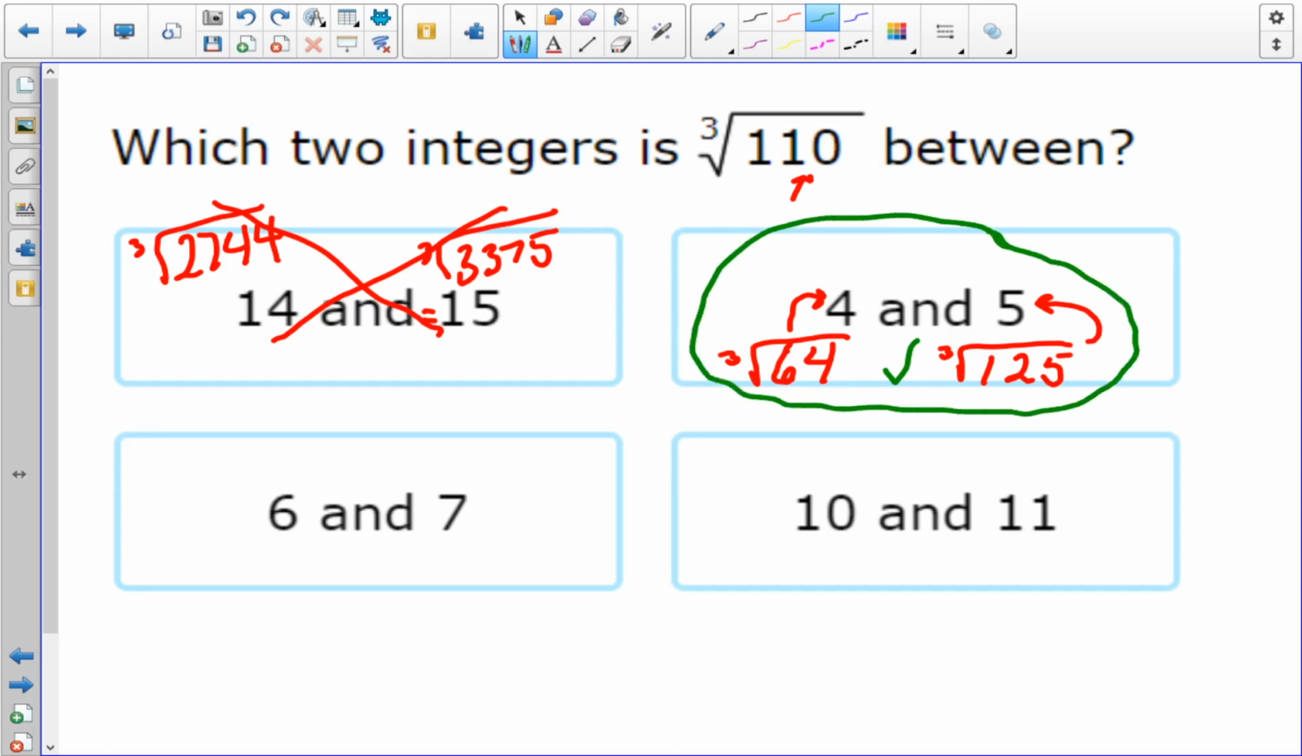Now we already feel like 10 and 11 are too big, but let's check 6 and 7 just to make sure. So 6 times 6 times 6 is 216. So the cube root of 216, and we can already see it's bigger than 110. So this one's going to be a bust, but let's just do 7 for fun. 7 times 7 times 7 is 343. So that one is definitely out. And if 6 and 7 are too big, then 10 and 11 are definitely too big. So our answer is 4 and 5.